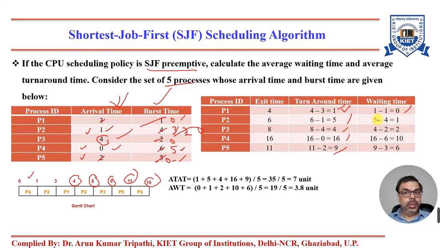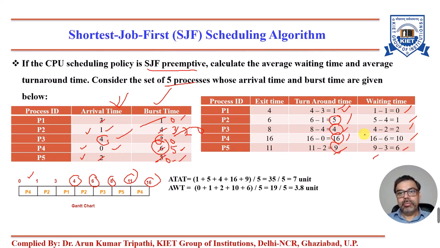For process P2, turnaround time is 5 minus burst time 4, so it is 1. For process P3, turnaround time is 4 minus burst time 2. Then for process P4, the turnaround time is 16 minus burst time 6. So it will be 10. And for the last process, P5, turnaround time is 9 minus burst time 3. So it will be 6.